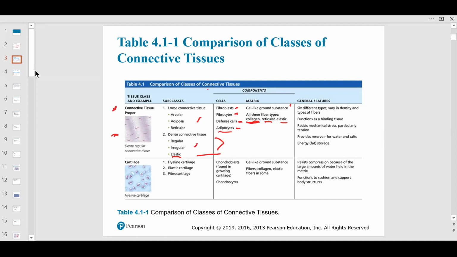Okay, and some of the functions, like resisting mechanical stress, it all makes sense. Of course, reservoir for water and salts, or energy, fat storage, in adipose. Because adipose, the lipid triglycerides, are used for stored energy.